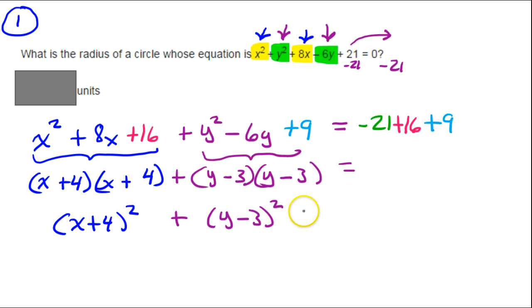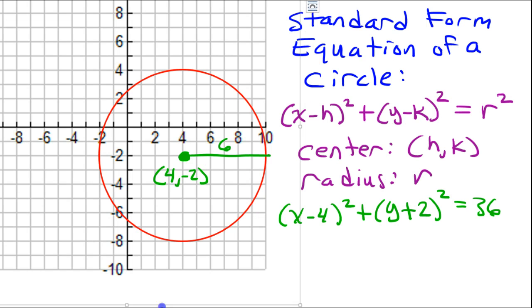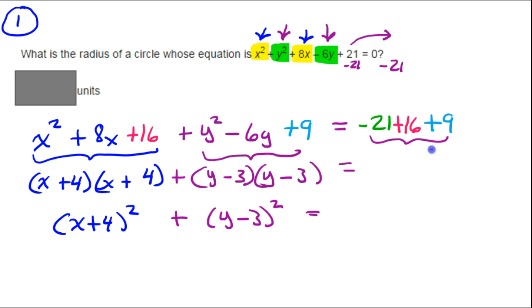Do you see it starting to look like standard form? Alright, like I showed you at the very, very beginning. It's beginning to look like this green equation with the parentheses in it. Alright, that's what we wanted. Meanwhile, on the right hand side we have negative 21 plus 16 plus 9. Alright, if you add all that together, you get 4.